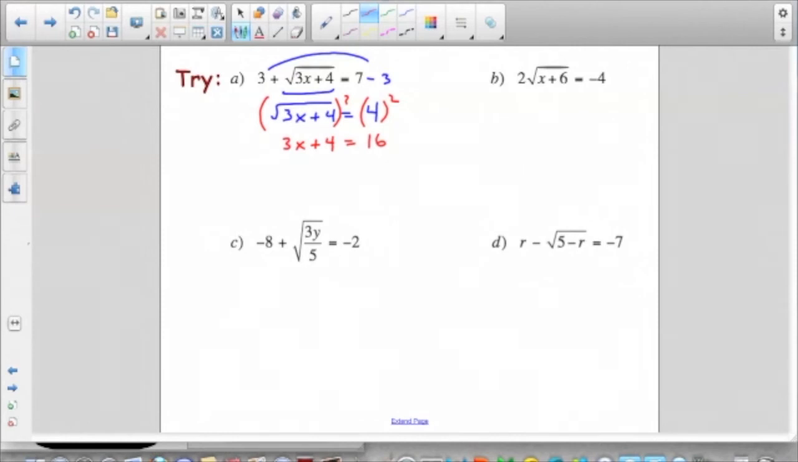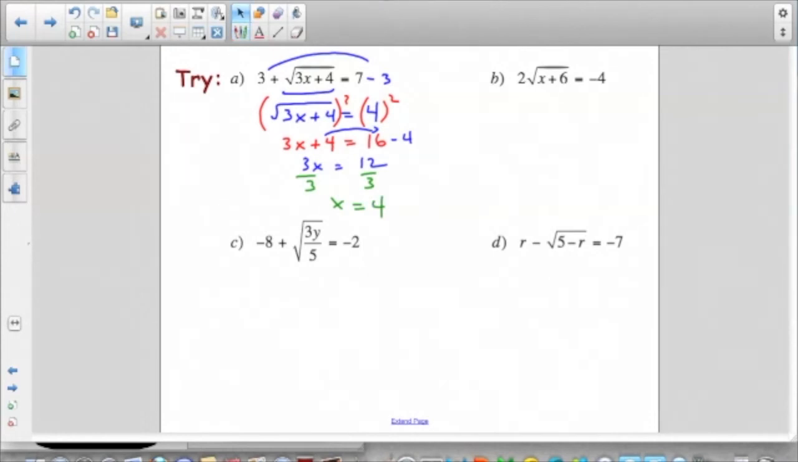Now we are going to isolate the variable, so I'm going to move that over, so like terms. So 3x equals, and that becomes a minus 4, 12. Then we are going to divide by 3, so x equals 4. All right, so like every question with equations, we want to see if we are right.